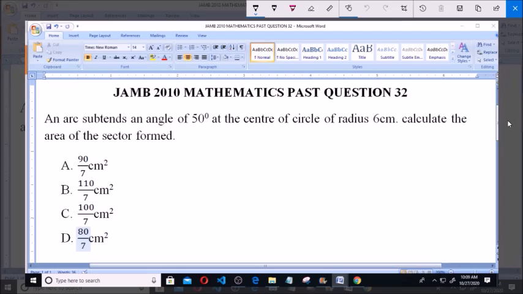I'll be answering JAMB 2010 Mathematics Past Question 32. An arc subtends an angle of 50 degrees at the center of a circle of radius 6 cm. Calculate the area of the sector formed. A, 90 over 7 cm squared, B, 110 over 7 cm squared, C, 100 over 7 cm squared, and D, 80 over 7 cm squared.